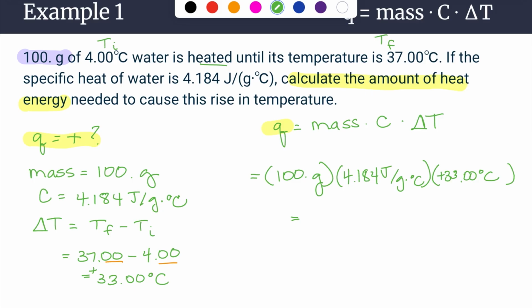And when we multiply those together, I get positive 13,794 for my Q value. Looking at my units on that, we've got units of grams here in the numerator, grams here in the denominator, and so those units cancel. We have units of degrees Celsius here and in the denominator here, and so those units cancel. And so that's how we are left with that unit of joules on our answer.